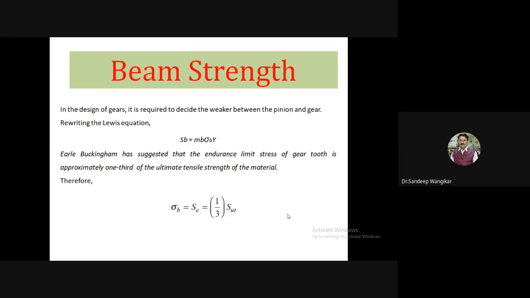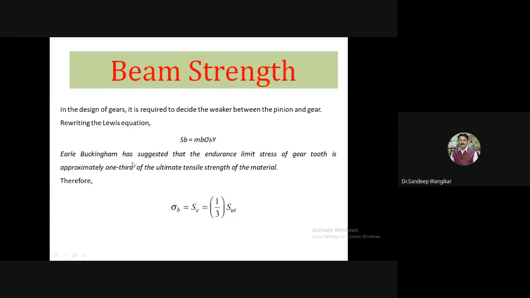So, beam strength. The beam strength formula is given by S_b = m b σ_b Y, where m stands for the module, b stands for the face width, which is generally assumed as 10 times the module, σ_b is the permissible bending stress for the material, and Y is the Lewis form factor.